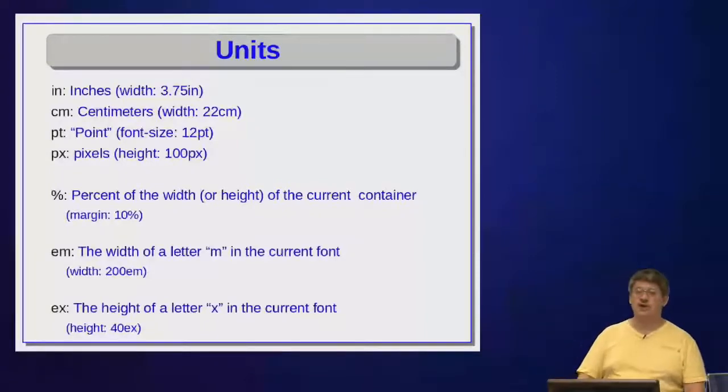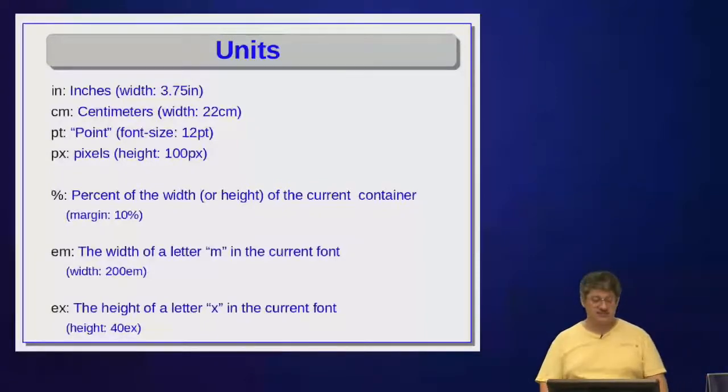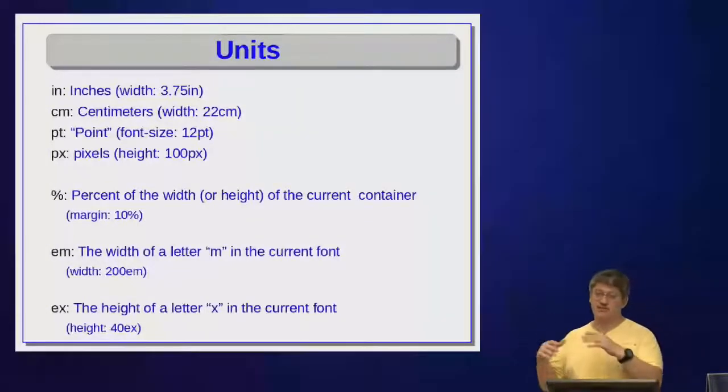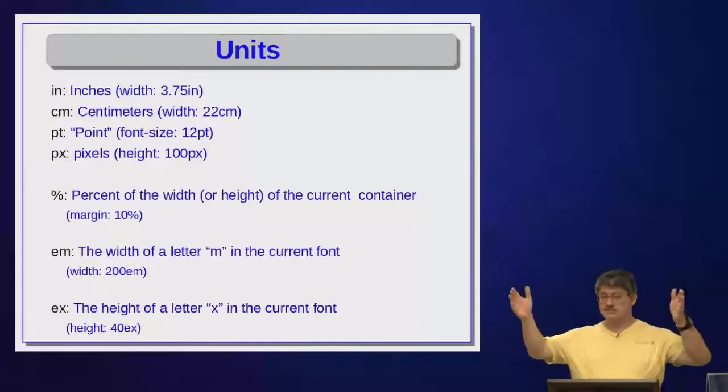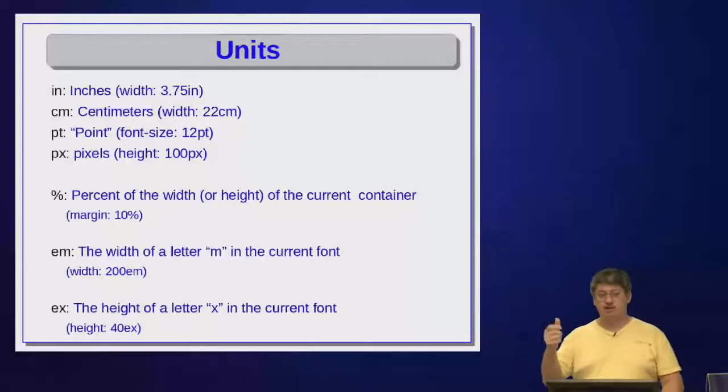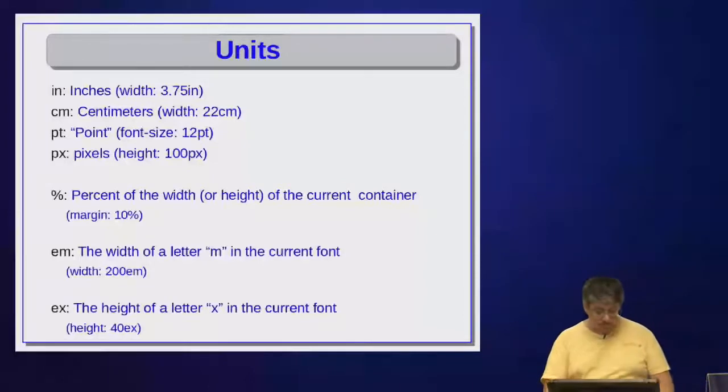We can also use relative widths and relative heights. We can just put a percent after a number. So we could say, for example, to set the margin to 10% of the container. So if I've got a box that's 500 pixels wide, I could set the margin to be 10% of that. The margin would be 50 pixels wide.